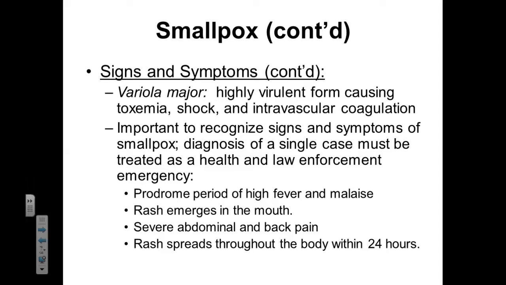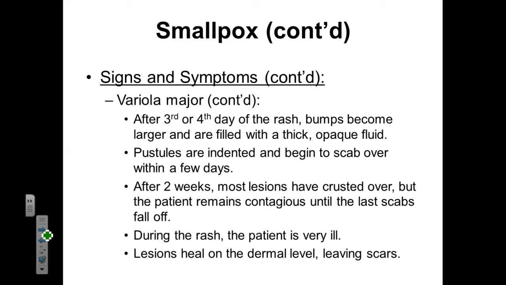The prodromal phase is going to have high fever and malaise. The rash will emerge from the mouth, and there'll be severe abdominal and back pain in the patient. As the disease progresses, the rash will spread throughout the body within as little as 24 hours. After the third or fourth day of the rash, bumps become larger and will become filled with a thick, opaque fluid that contains high amounts of pus.